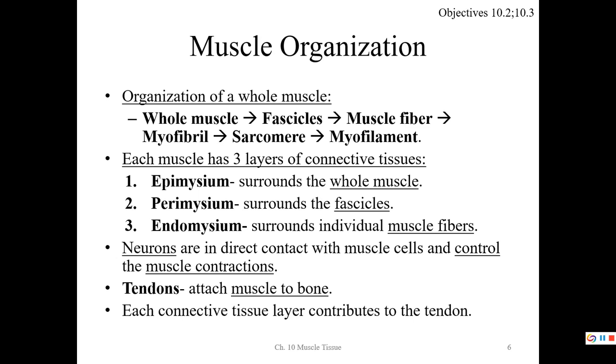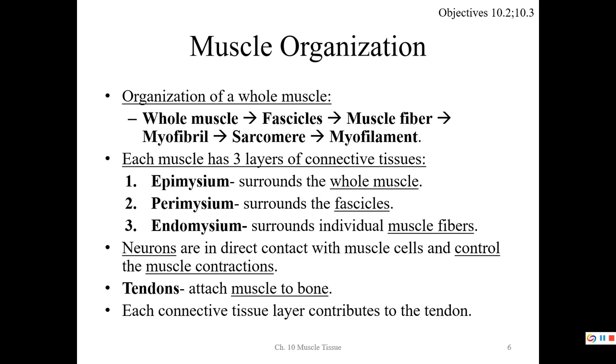Now, there are also going to be connective tissue layers, and there are three of them: the epimysium, perimysium, and endomysium. The epimysium is upon the whole muscle; it surrounds the whole muscle. Perimysium surrounds the fascicles. Endomysium, internal, surrounds muscle fibers. Epimysium upon the muscle, perimysium around the fascicles, endomysium around the muscle fiber, okay?